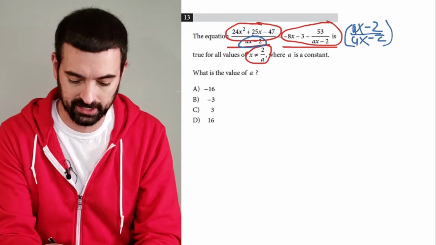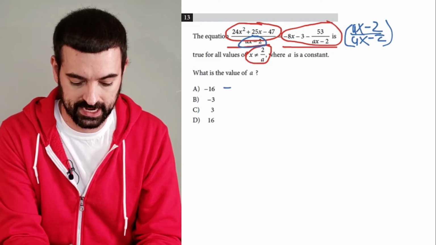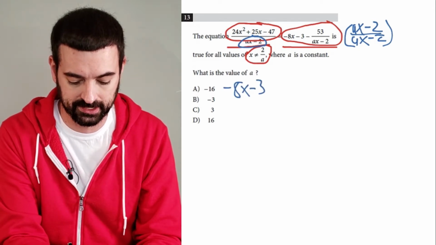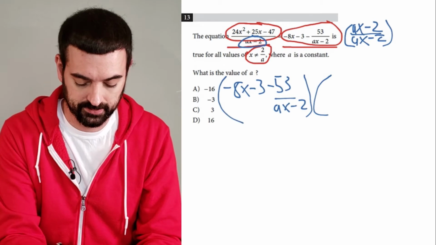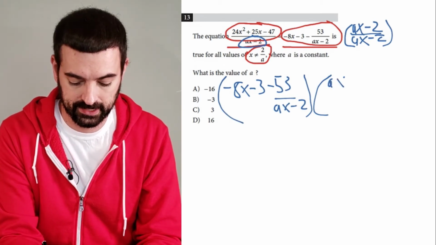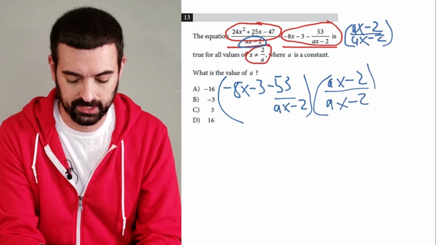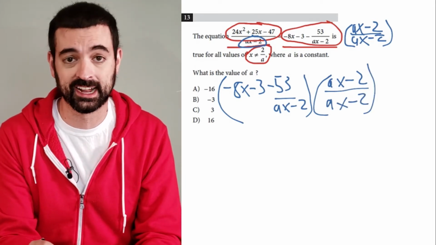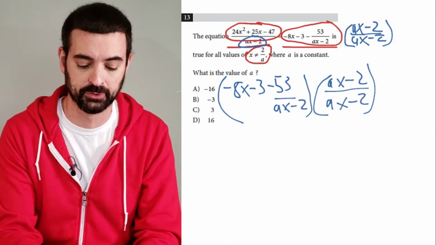So quickly we will say that negative 8x minus 3 minus 53 over ax minus 2 is multiplied by ax minus 2 over x minus 2. You know, you could actually multiply both sides by ax minus 2 and get to the same result. But we're not going to lose any time doing it this way.